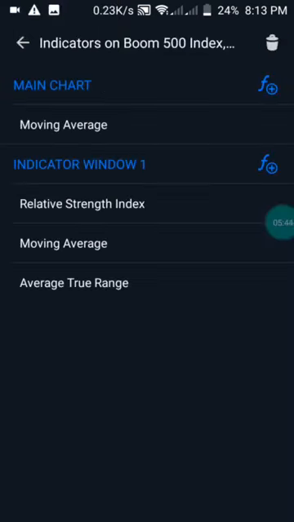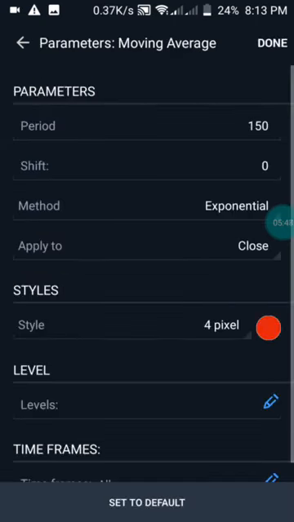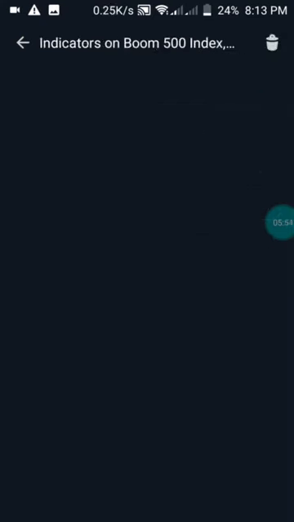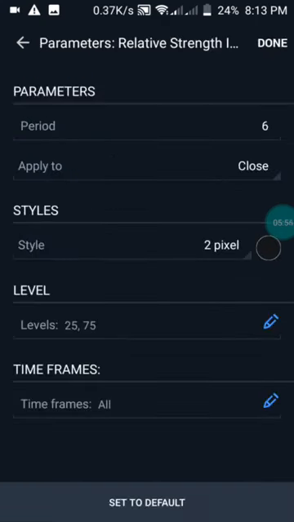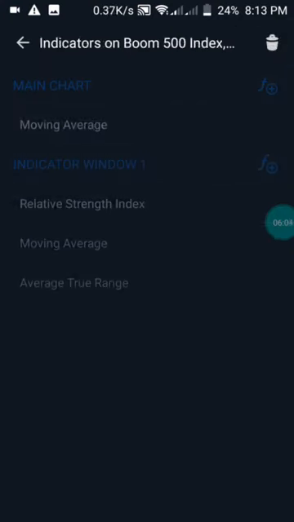So let me show you the settings of this strategy. We have the main chart, which is the moving average of 150. We have the exponential, we have apply to close. Just screenshot it. I don't want this video to be too long. Then you press undo. Then we have our relative strength index. We have the period of 6, we have apply to close, we have black here, we have the levels 25 and 75 here. Then you press undo.